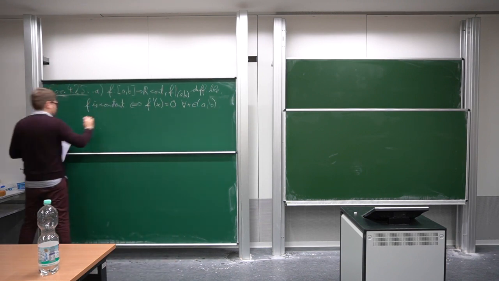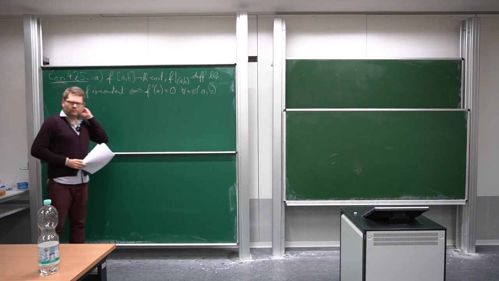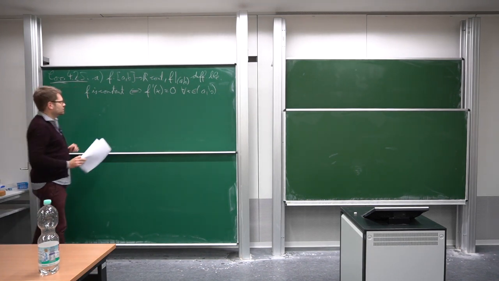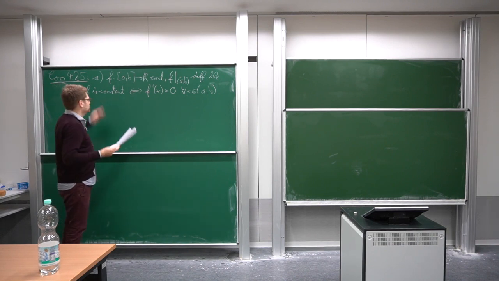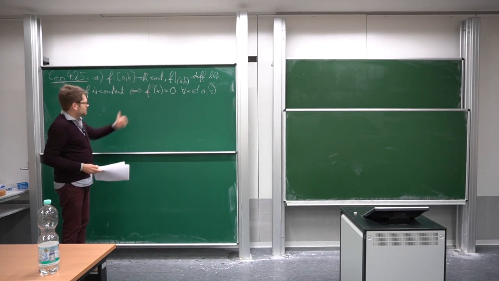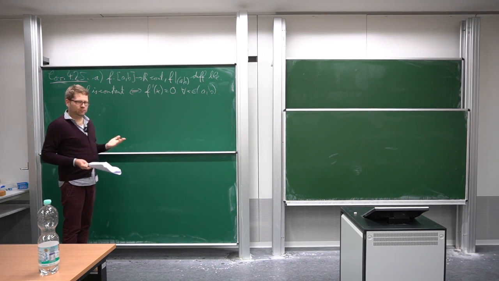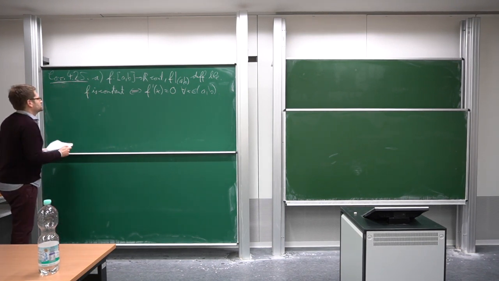Okay, if I had an audience now, I would ask, have we already seen this? The answer is no, we've only seen one implication. We've seen that a constant function has derivative 0, so we've seen this direction here, but we have not seen this direction. So if the derivative is 0, we do not know yet that the function is constant at this point.